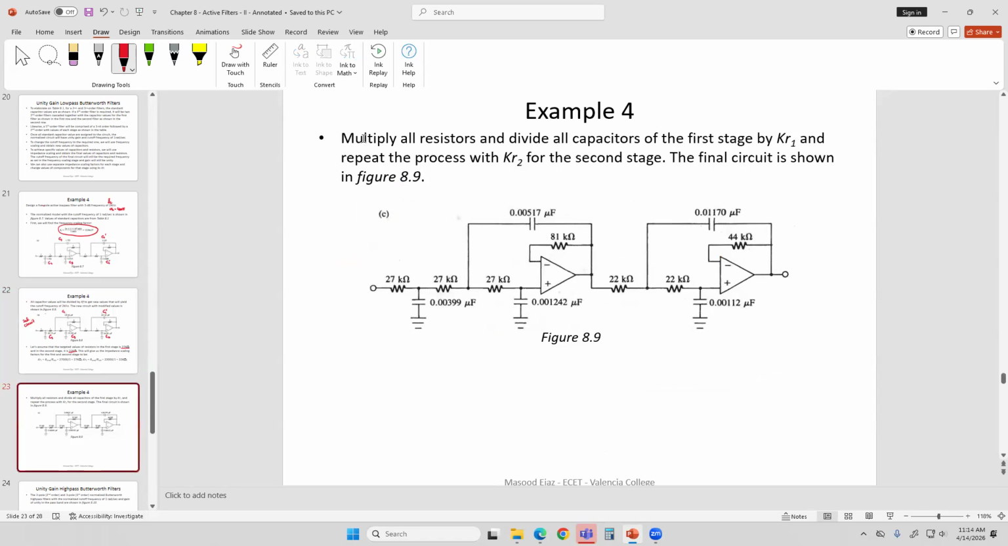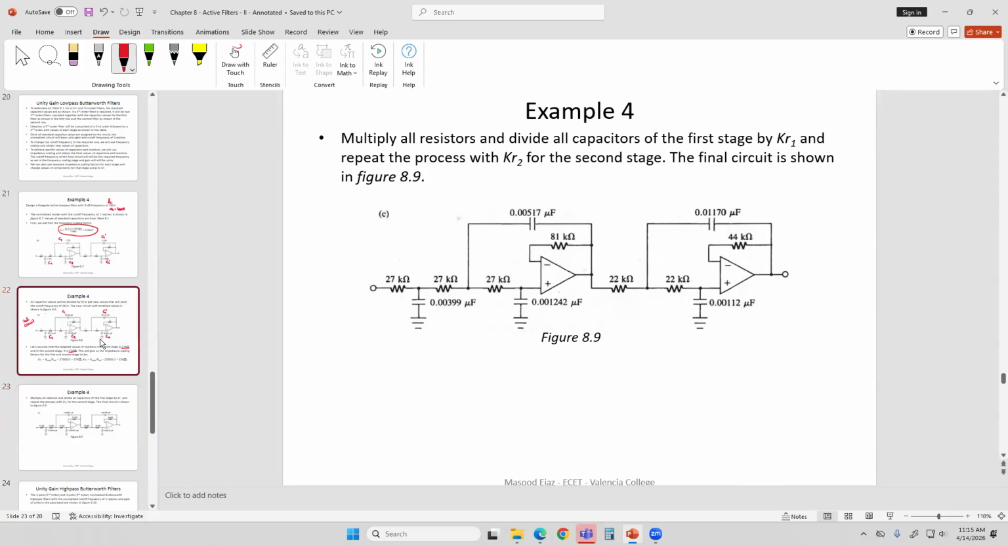And then we're going to go ahead and multiply all resistors. Well, we don't really multiply. Basically, it's already 27 and 22. And divide all the values of capacitor. And the final circuit is shown. I think this was in the book, so I just copied that from the book, basically. And the final values of capacitor are given here. So that's 5.17 nanofarad, 1.24 nanofarad, and then 1.12 nanofarad, 1.1. So all these values, 3.99 nanofarad. And as you can see, 27 times 3, 81 kilo ohm is your bias compensation resistor for this, and 44 kilo ohm is the bias compensation resistor for that.